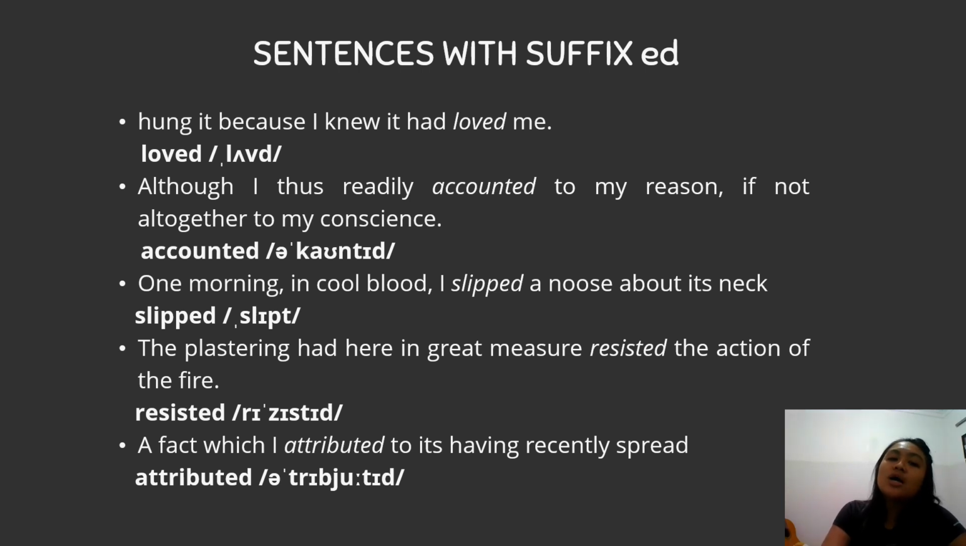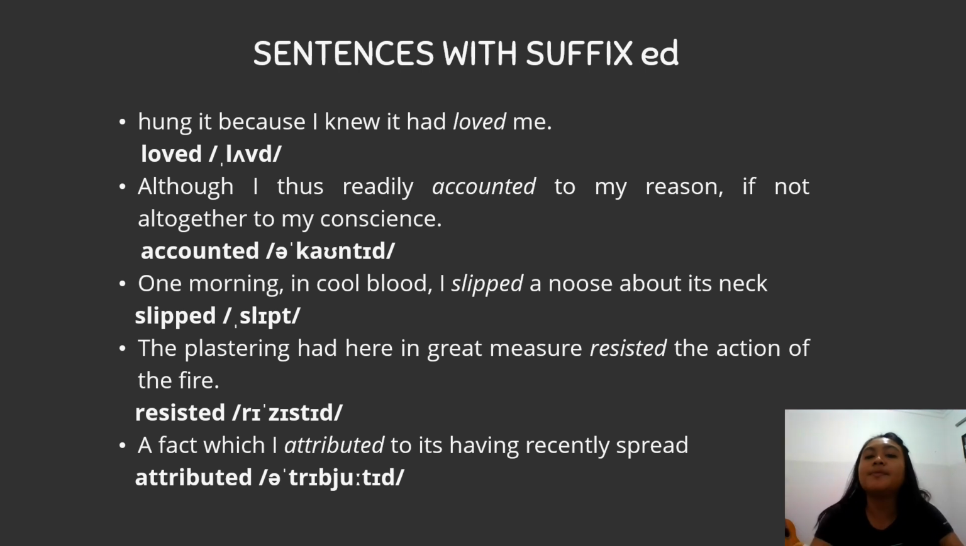Third one, in cold blood, I slipped a note about its neck. Slipped, and then the phonetic of slipped. And then the fourth one, the plastering had here in great measure resisted the action of the fire. Resisted, resisted. And then the last one, a fact which I attribute to its having recently spread. Attribute, attribute. You can see the sentence below and the phonetics.